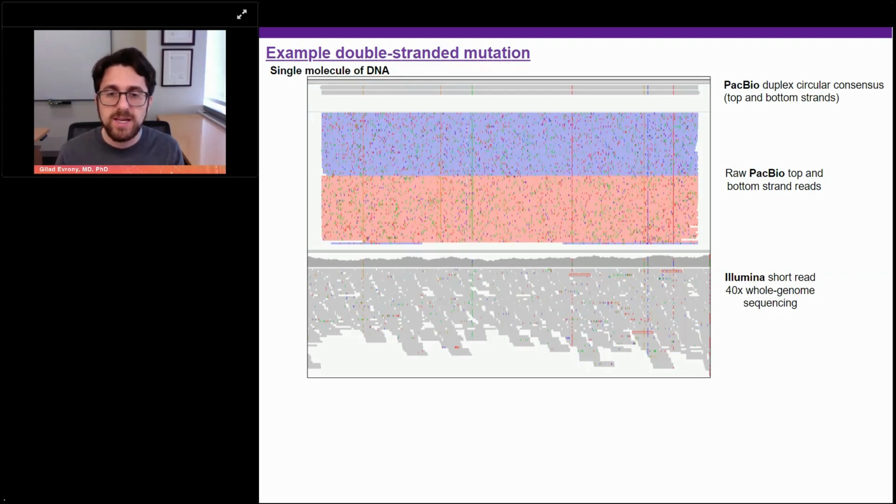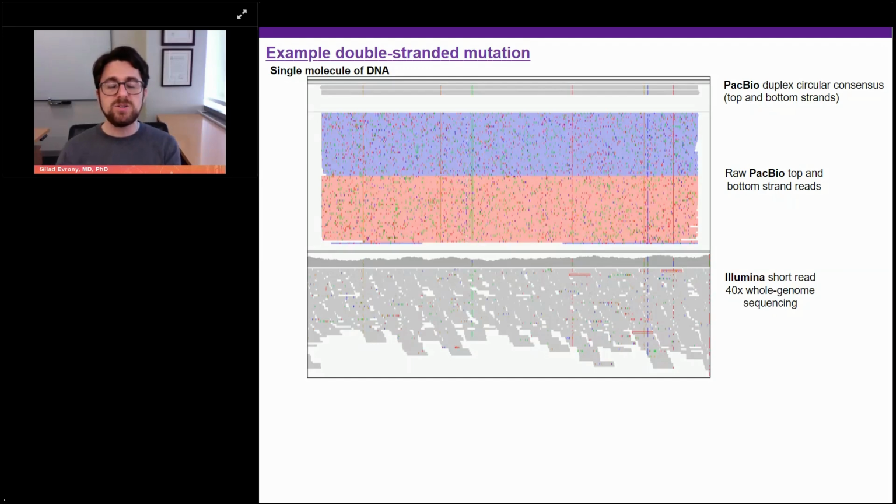And you can see each different color is a difference from the human genome reference, and you can see random colors sprinkled throughout. These are sequencing errors, while you can also see these vertical streaks of color that were changes to the DNA relative to the human genome reference that were seen over and over in nearly all or all of the passes of the molecule in both strands.